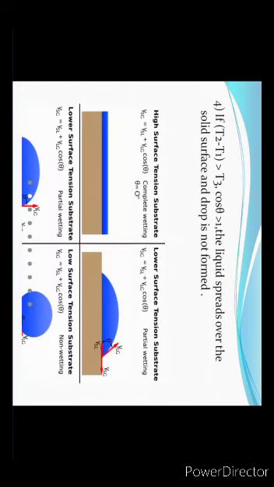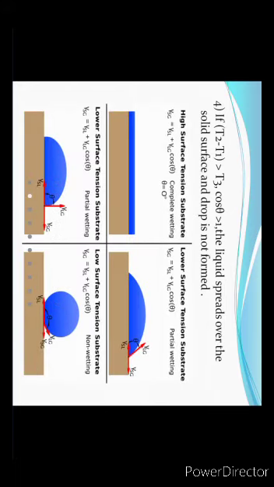And now the fourth case, if T2 minus T1 is greater than T3, then cos theta is greater than 1. Is it possible? No. Then what will happen? The liquid will completely spread and no drop is formed. So this is the case. All the four cases I have shown as a diagram here.